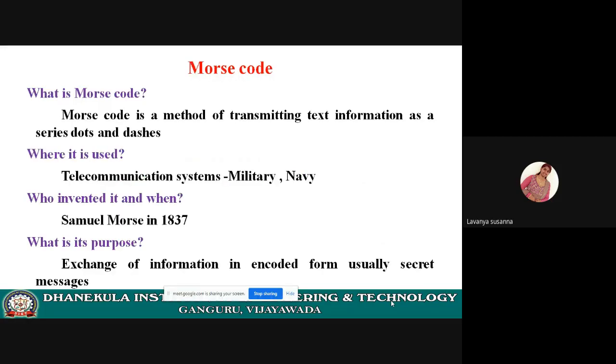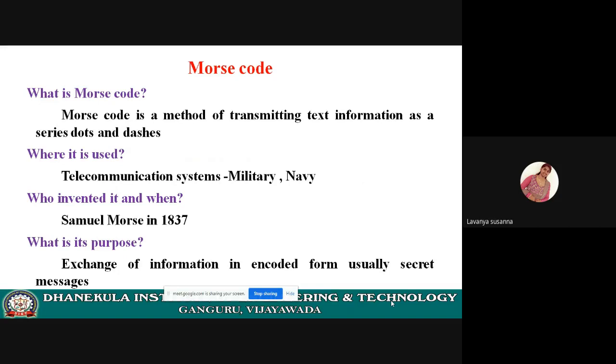First we need to understand what Morse code is, where it is used, who invented it and when, and what the purpose of the Morse code is. Let us see that. Morse code is a method of transmitting text information as a series of dots and dashes. That means, in this Morse code, you will use some dots and dashes to represent the language.